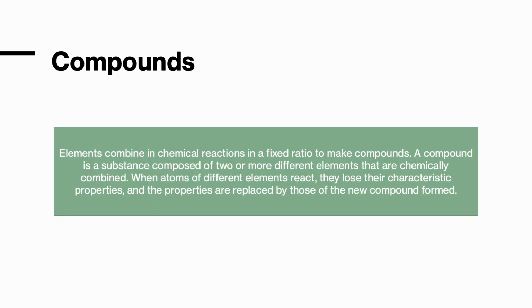Now, compounds. Elements combine in chemical reactions in a fixed ratio to make compounds. A compound is a substance that is composed of two or more different atoms that are chemically combined. When atoms of different elements react, they lose their characteristic properties, and the properties are replaced by those of the new compound formed. So for instance, in sodium chloride, sodium is a very reactive metal, chlorine is a toxic substance, but together they form table salt, which we use every day and is non-toxic.